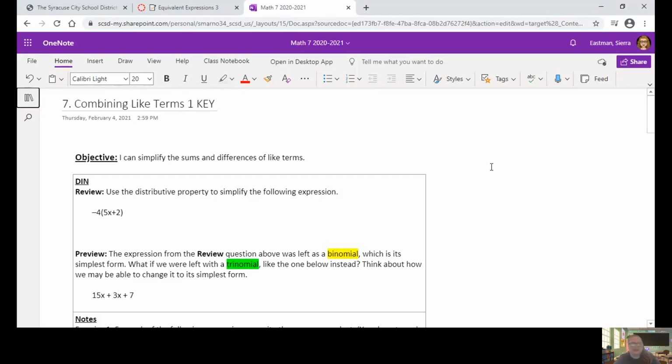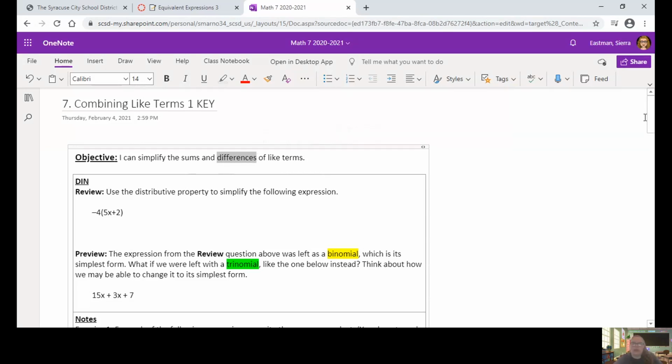Hello everyone. Today we're going to be looking at Unit 5, page 7, which is our combining like terms page number 1. Our objective for today is to simplify the sums and differences of like terms. So we're going to learn what like terms are, and then we're also going to be looking at what happens when we add two like terms together. That's our sum. And what happens when we subtract two like terms to get their difference.